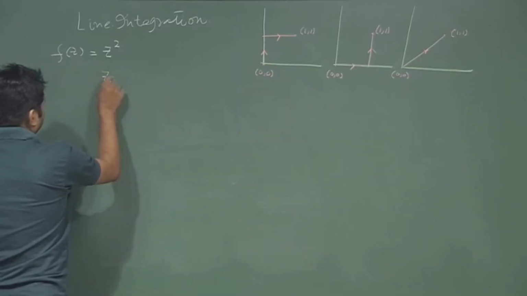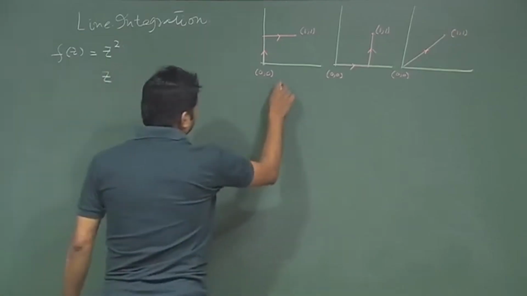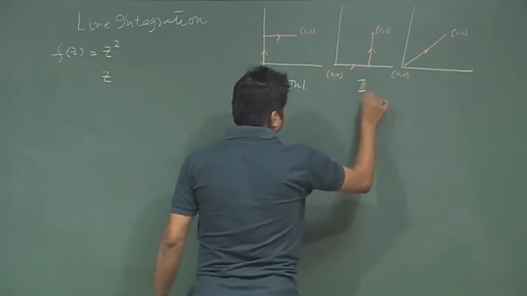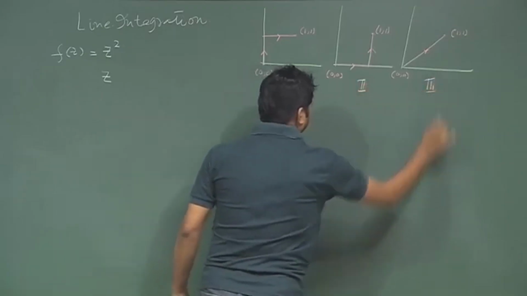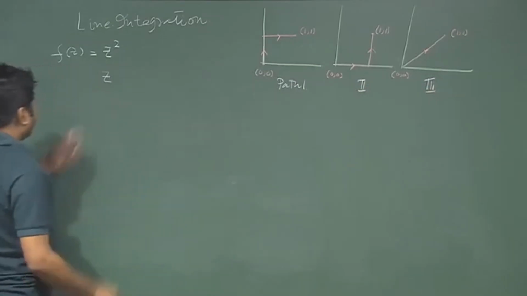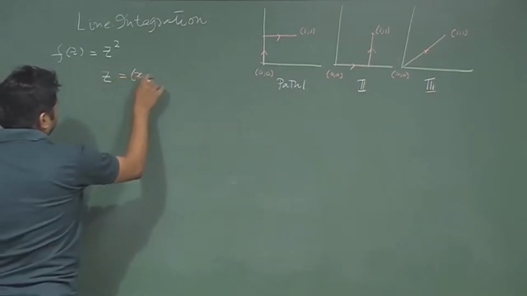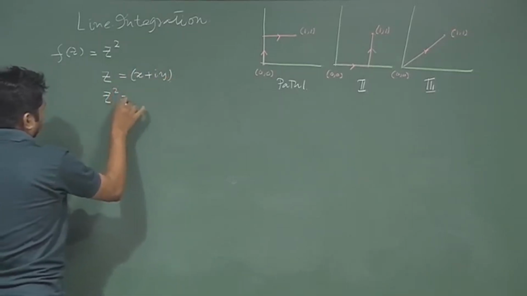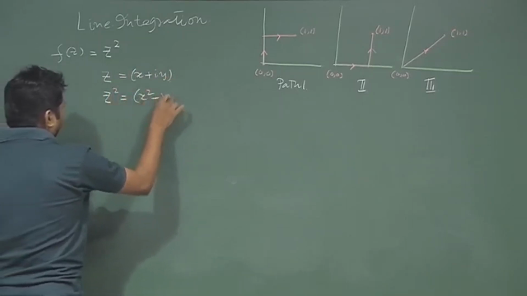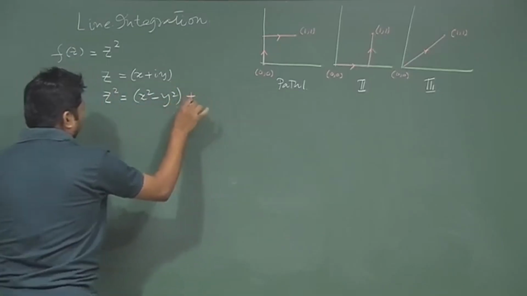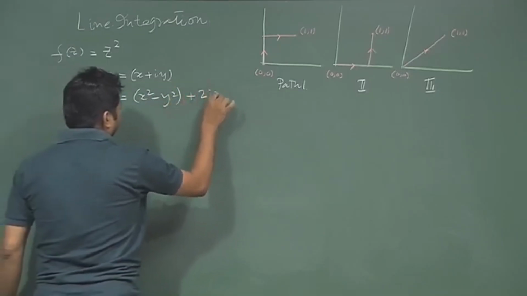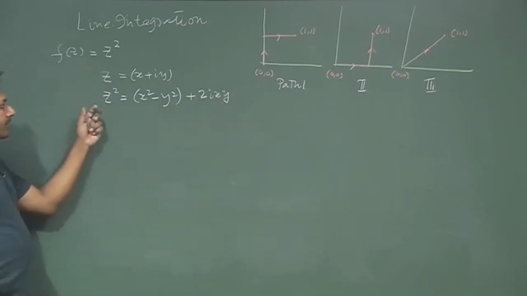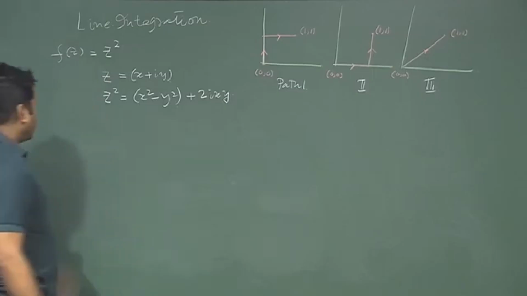So, let us do the calculation. This is path 1, this is 2 and this is 3. So, z is x plus iy and z square is x square minus y square plus 2ixy. These are the two things I have.